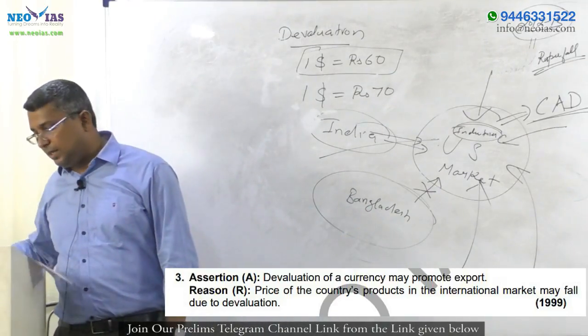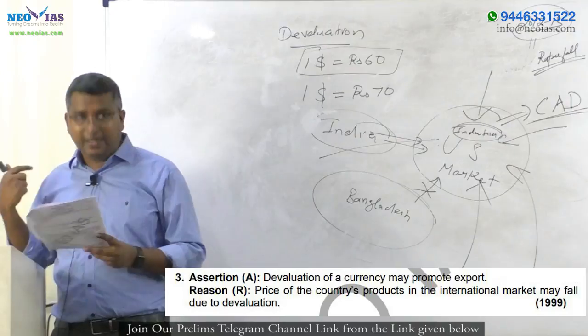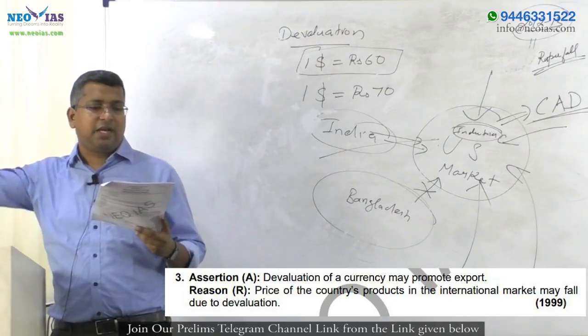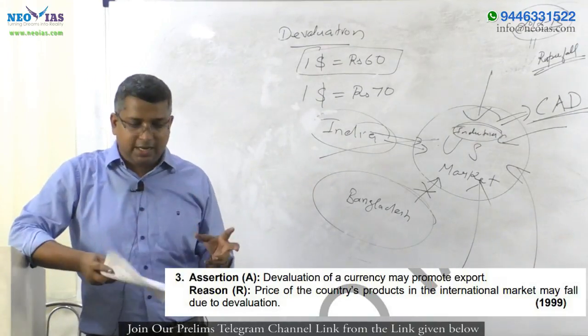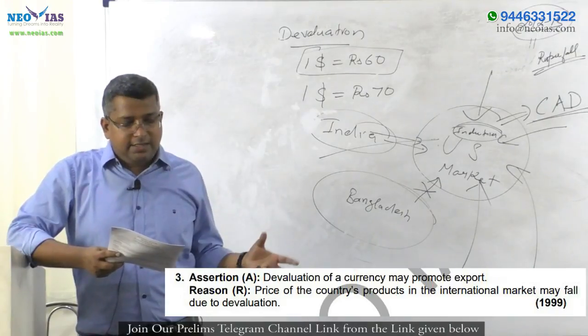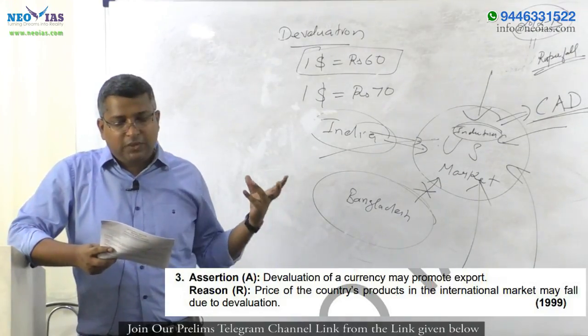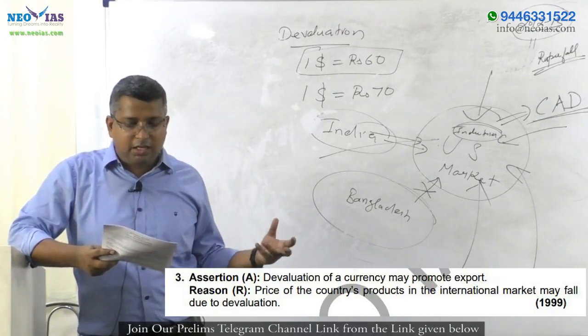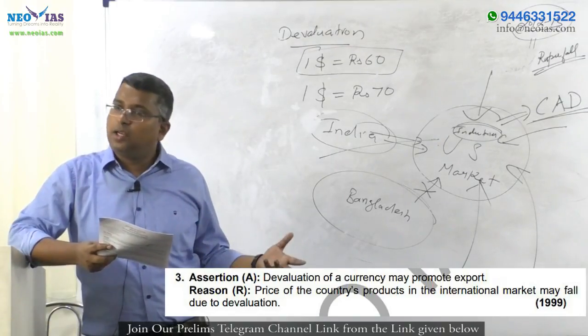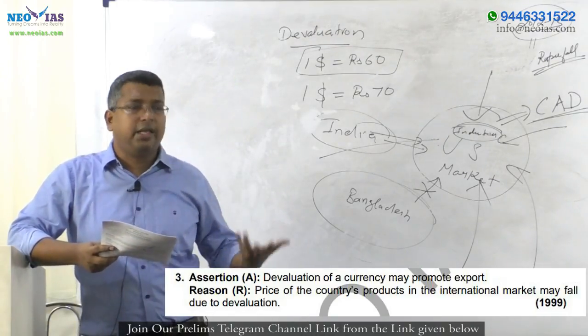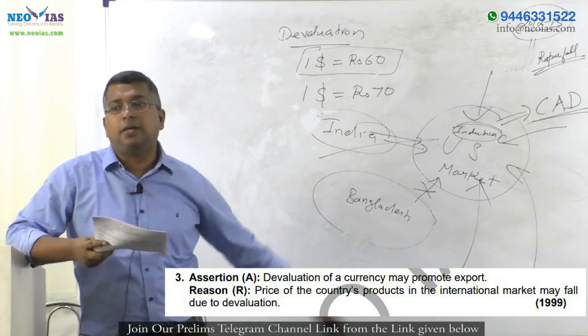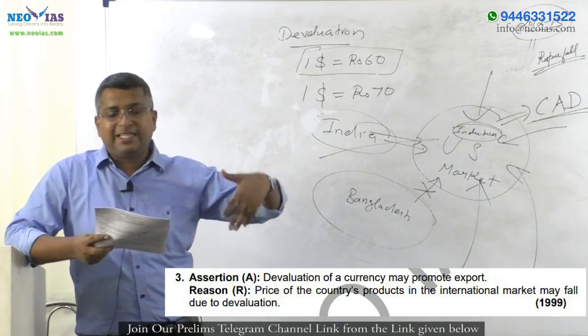So for the first statement, don't memorize it, understand it. That's why I explained it. Devaluation of a currency may promote export is a correct statement. Reason: the price of the country's products in the international market may fall due to devaluation. That's the correct statement. Both statements are correct. I explained with this figure. Okay, now comes the second question.